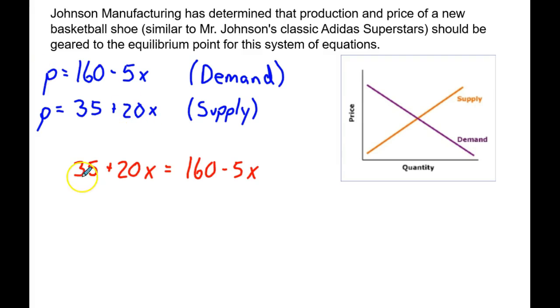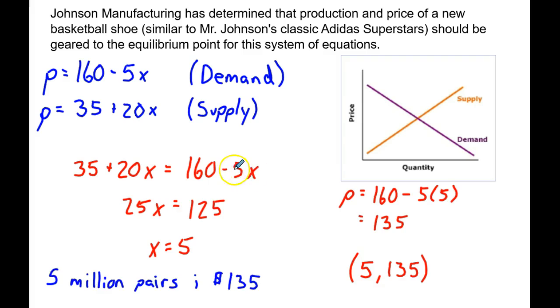Thus we get 35 plus 20x equals 160 minus 5x. Now we just have to solve for the variable x. So if I would add 5x to the left side and subtract 35 to the other side, we would get 25x equals 125. Now dividing by 25, we get x equals 5. To solve for the value of p, we can plug x equals 5 into either of these equations. I plugged it into the first equation, so we get p equals 160 minus 5 times 5, which gets us 135. So the solution to the system would be the ordered pair (5, 135).